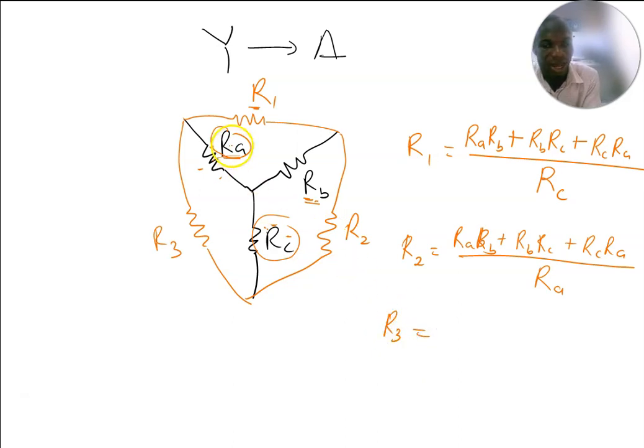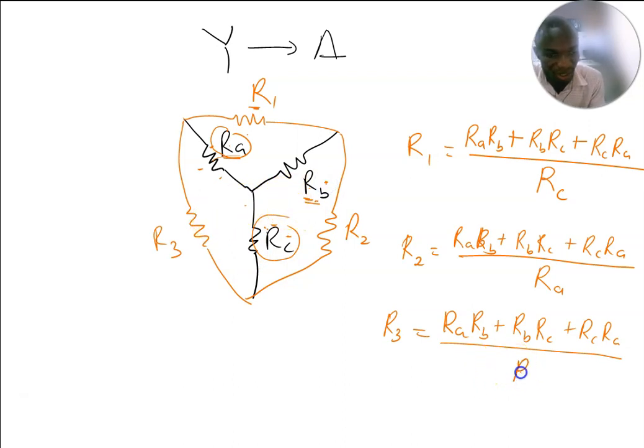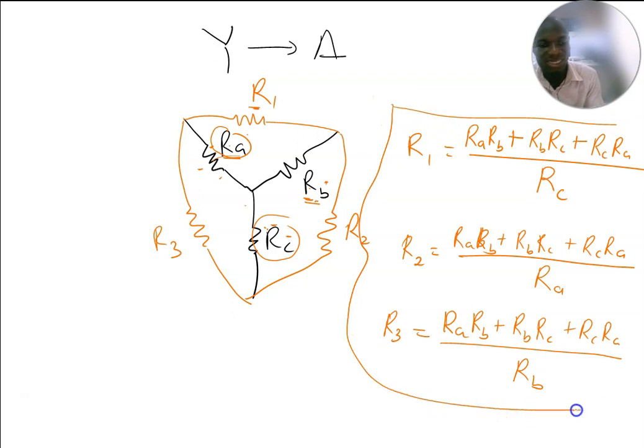For R3, we are going to have RA times RB as usual, RA, RB plus RB, RC plus RC, RA. All divided by the resistor which is far away from it. And this time it is RB. RB is far away from R3. So we are going to get RB. Do you get it? And this gives us the formula for the conversion. Once you understand the conversion, you are good to go.